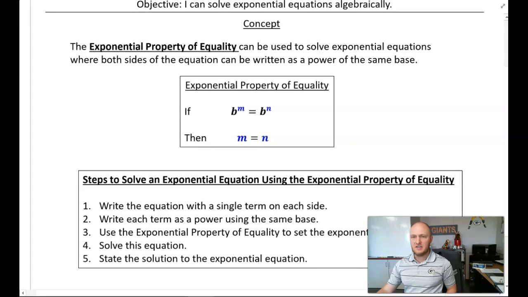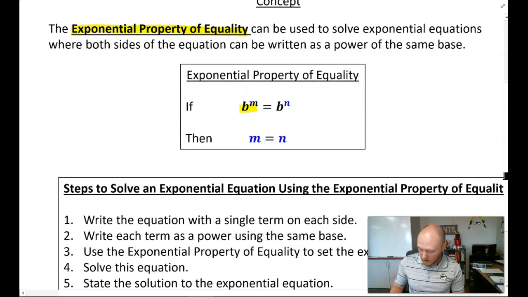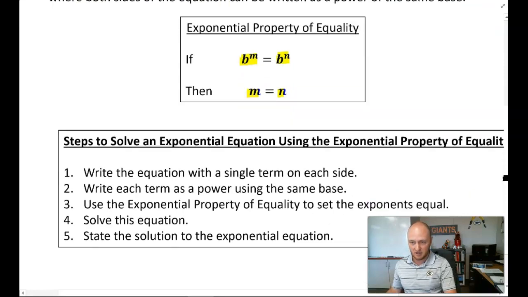Okay, as promised in the last lesson, today we're going to learn the exponential property of equality. It's not necessarily important that you know exactly what it's called, but you do need to know how it works. So the exponential property of equality can be used in order to solve exponential equations, specifically where both sides can be written as the same base. And this is what the exponential property of equality says. It says if b to the power of m is equal to b to the power of n, again, where b is our base and then m and n are just either a variable or a value, then m must be equal to n. And that makes sense. If the left is equal to the right and the bases are the same, well, then the exponents have to be the same. That's the exponential property of equality.